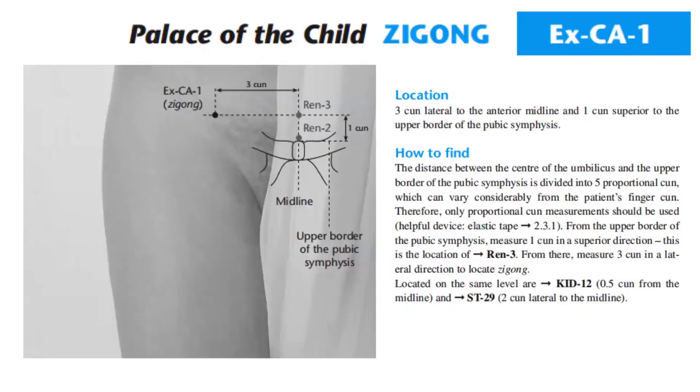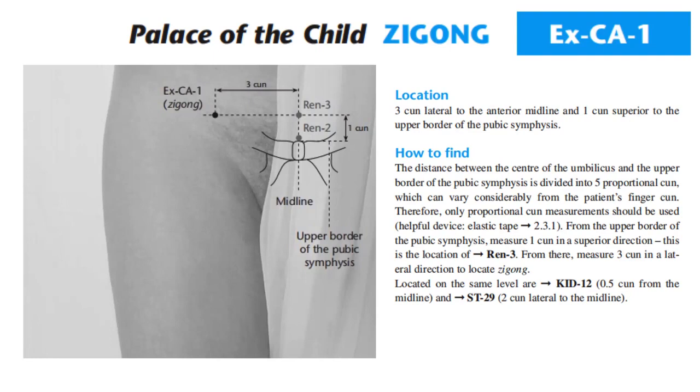Next point, we have the palace of the child, or Zigong, the extra point EX-CA-1. It is located 3 tune lateral to the anterior midline and 1 tune superior to the upper border of the pubic symphysis. How to find this point? The distance between the center of the umbilicus and the upper border of the pubic symphysis is divided into 5 proportional tune, which can vary considerably from the patient's finger tune.